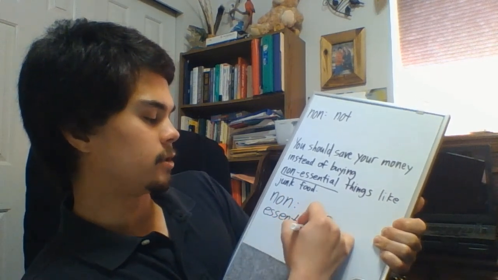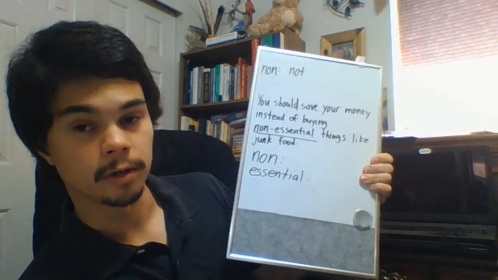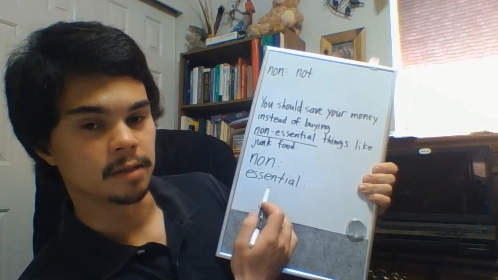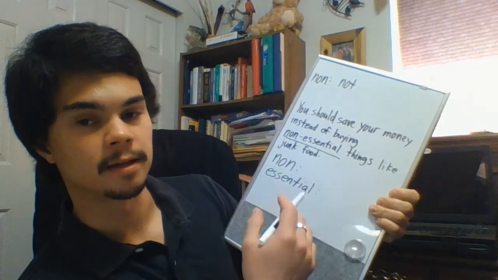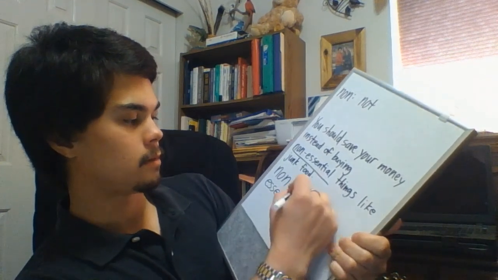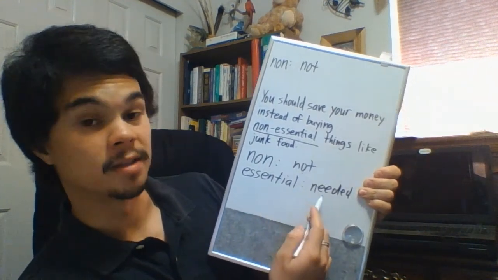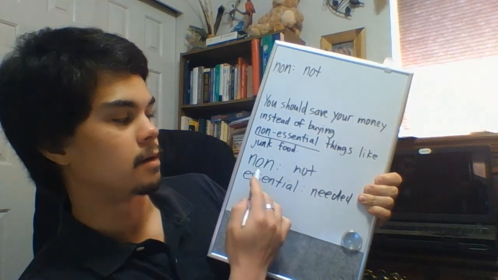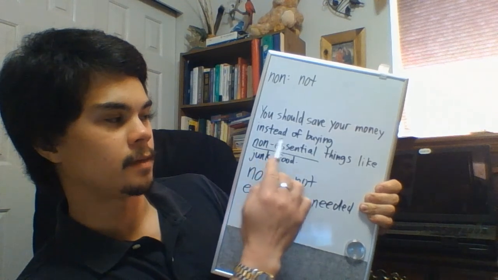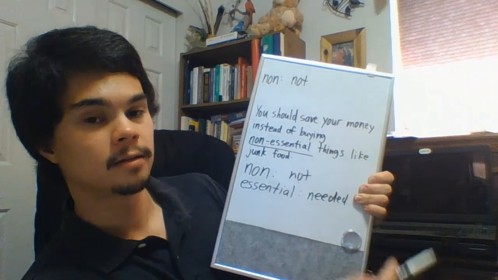Now the second part, essential. If you do not know what essential means already, take a moment and look it up on the internet or in a dictionary. Okay, essential means necessary, something that is needed. So, if we know non means not, and essential means needed, non-essential would mean not needed. So you should save your money instead of buying not needed or non-essential things like junk food.